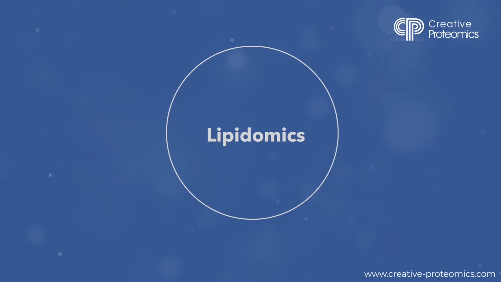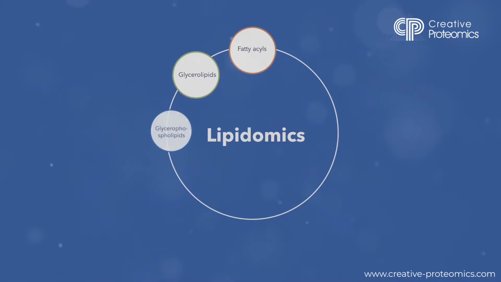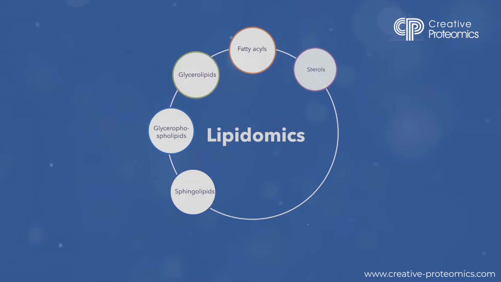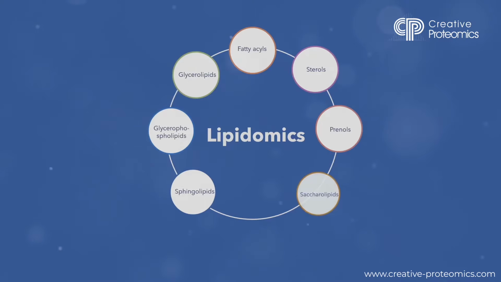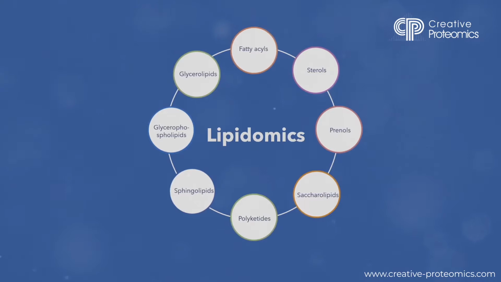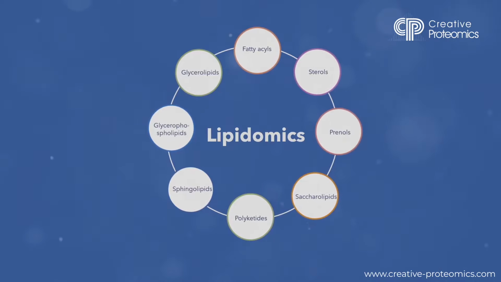Lipids can be classified into several major categories based on their chemical structure and biological function. Fatty acyls are the simplest form of lipids, composed of a hydrocarbon chain with a carboxylic acid group at one end. They serve as building blocks for more complex lipid structures. Glycerolipids consist of a glycerol molecule linked to fatty acids. They are abundant in biological systems and act as energy storage molecules.